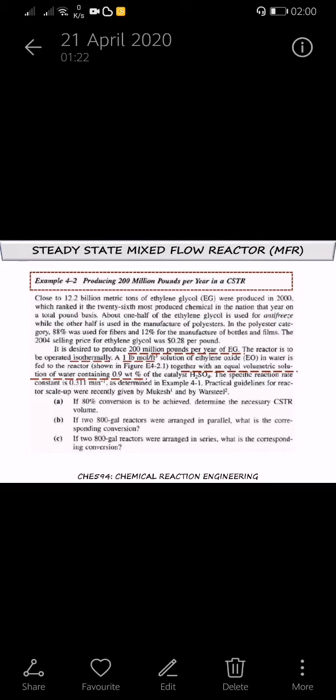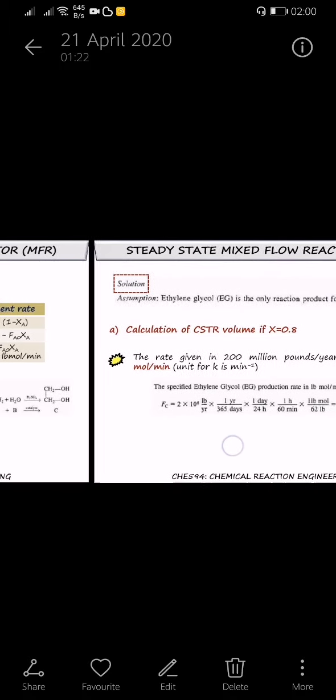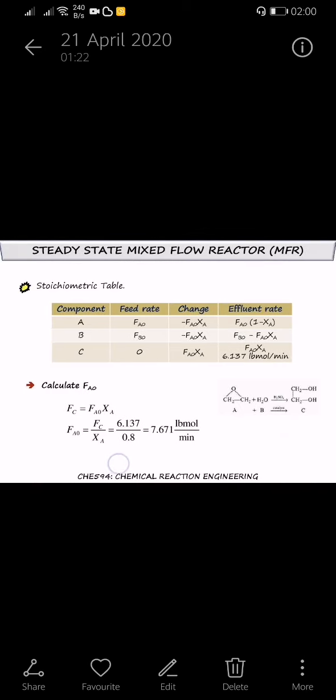Alright, so ini adalah contoh on how to design a CSTR. So again, as I said earlier, kalau maksud to design the reactor is actually you need to find what the concentration, what the volume, what the conversion, etc. So please go through this example on your own. Dan sebab dia akan ada its own solution. Okay, so you tengok step by step of this example and the solution.